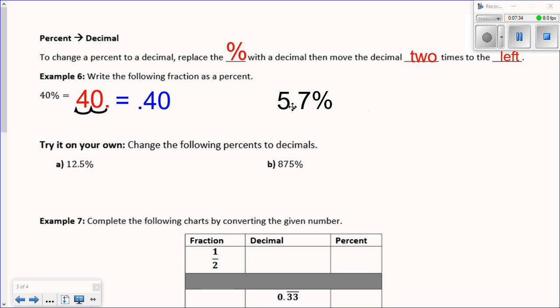Now, just in case this comes up, because I think it's about to, if you already have a decimal point in the number, just drop the percent sign. So now I would have 5.7, and I'm going to move that decimal point over 2 spaces. So 1, 2. I filled in the empty one with a 0, so my decimal would become 0.057. Okay? Now try these two on your own.